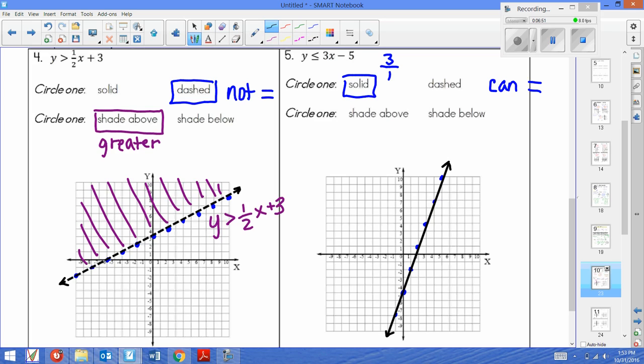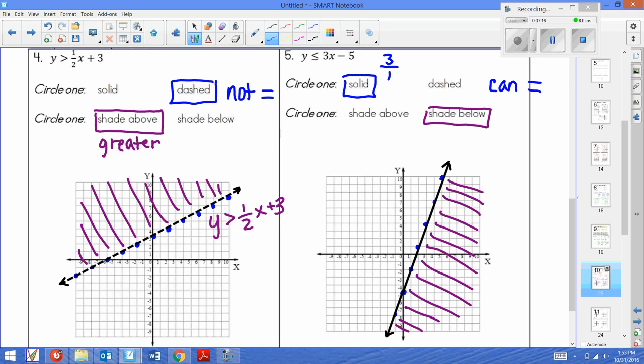Okay, now we need to worry about shading. Is y smaller than or bigger than? Well, y is less than, so this means we actually need to shade below. Now, if you ever get stuck on what's above versus below, sometimes I like to think of it as a roof, like a triangular roof, and shade either under the roof or above the roof. But this is all below.